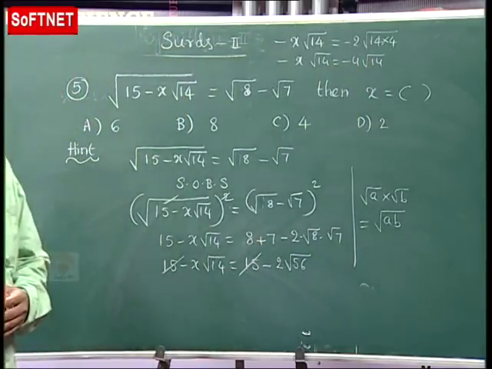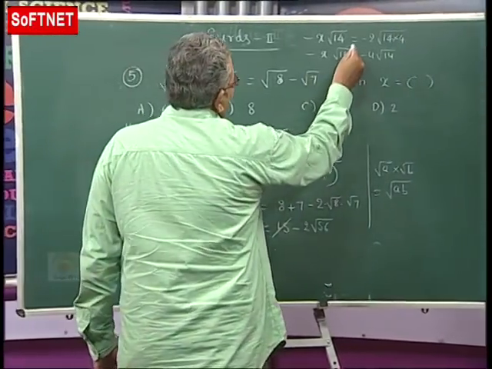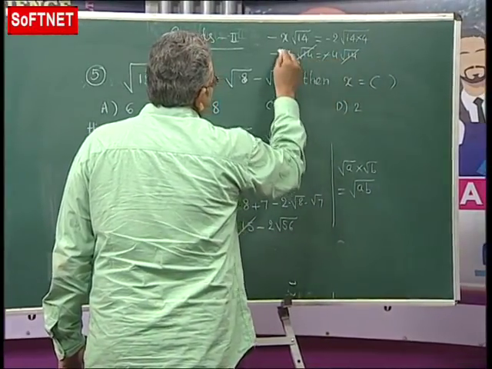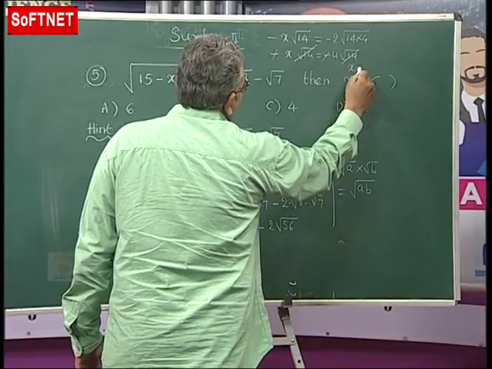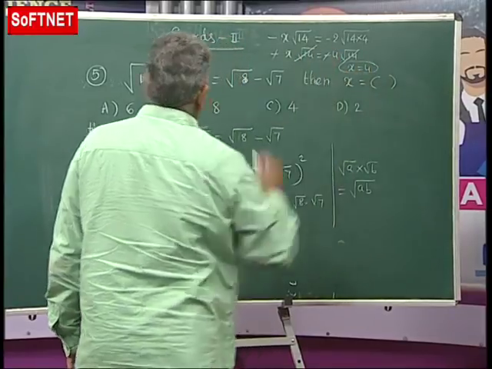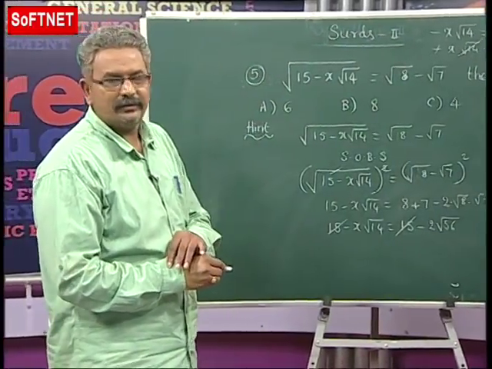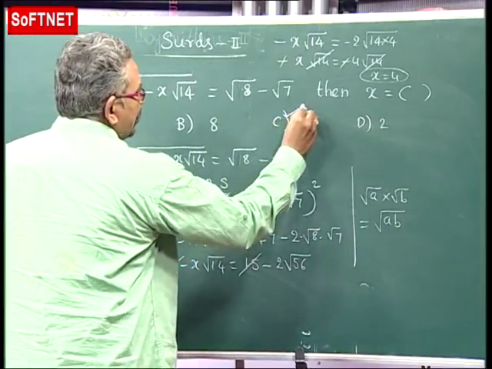Do you expect the answer? Yes. Root 14 and minus get cancelled. We have x is equal to 4. So which is the right option? Yes, C is the right option.